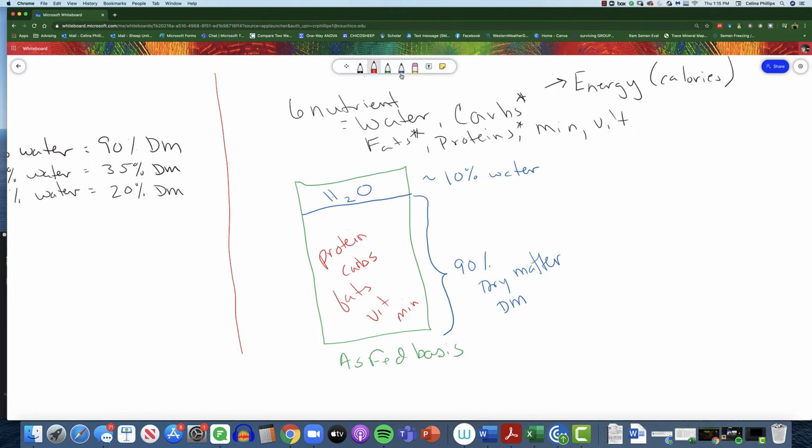And so if we were to take and literally pull out the water here and go with the remaining amount of feed, again, pretend this is to scale.